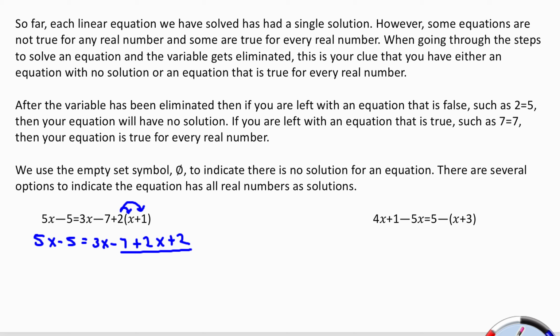But here, I can combine these constants and these variable terms. So this side stays the same. 3x plus 2x is 5x. Negative 7 plus 2, signs are different, means minus. Okay, keep the sign in front of the big one.